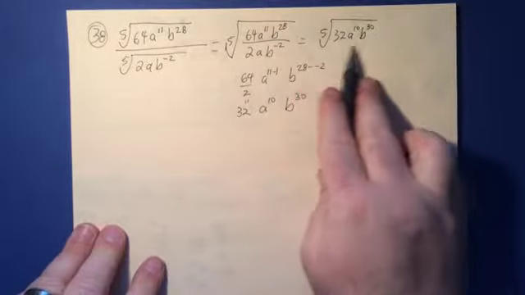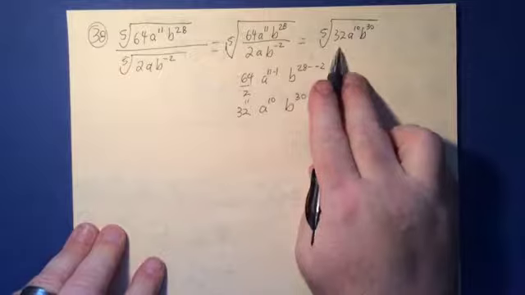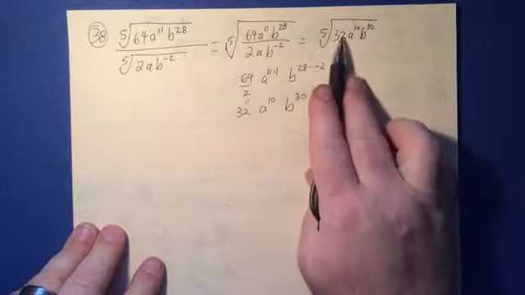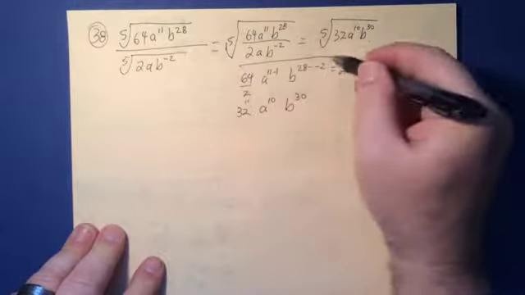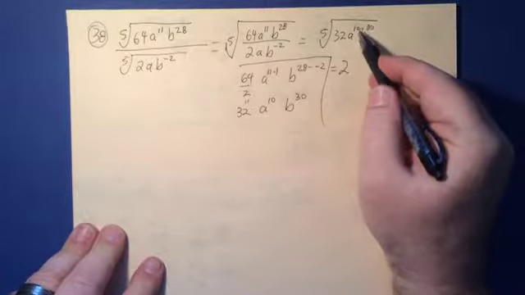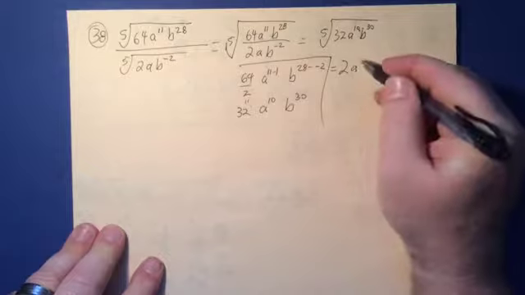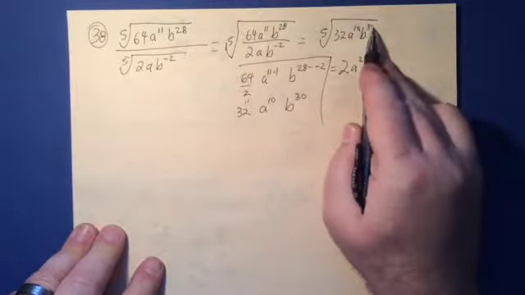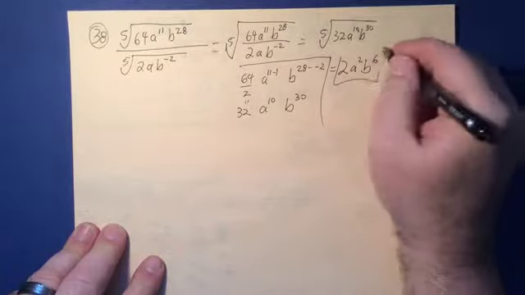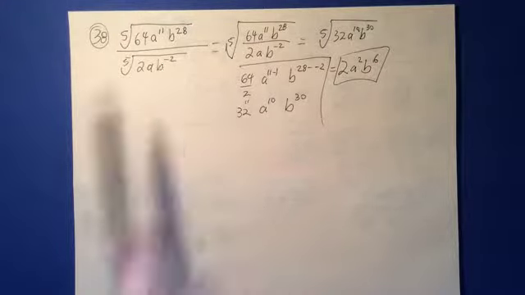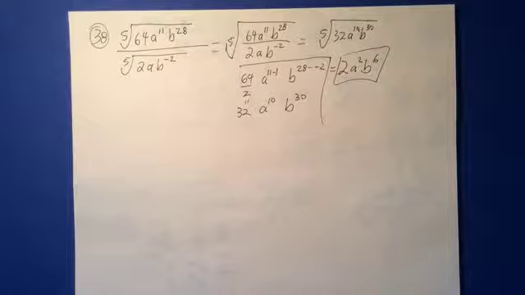I'm going to skip the step of even separating these out because everything is kind of nicely done here. The fifth root of 32, that's equal to 2. A to the 10th, 10 divided by 5 is going to be a squared. B to the 30th, 30 divided by 5 is equal to b to the 6th. So this is going to be the final answer to simplify this monster of a radical fraction to the fifth root. Here's our final answer to question 38.